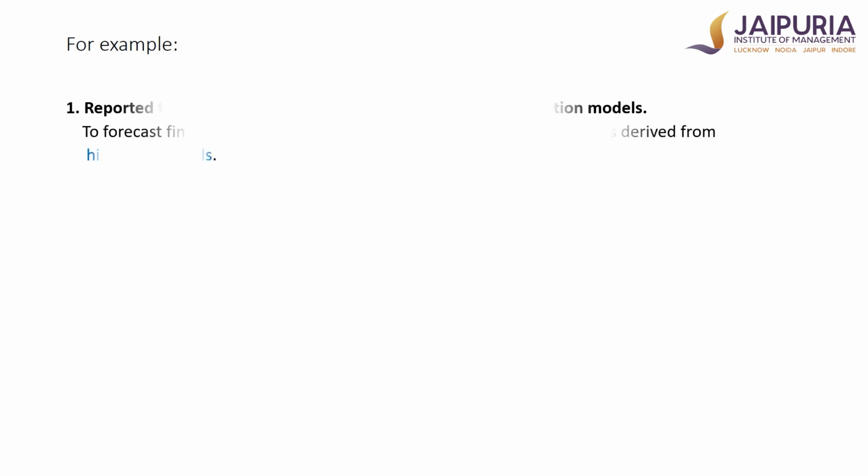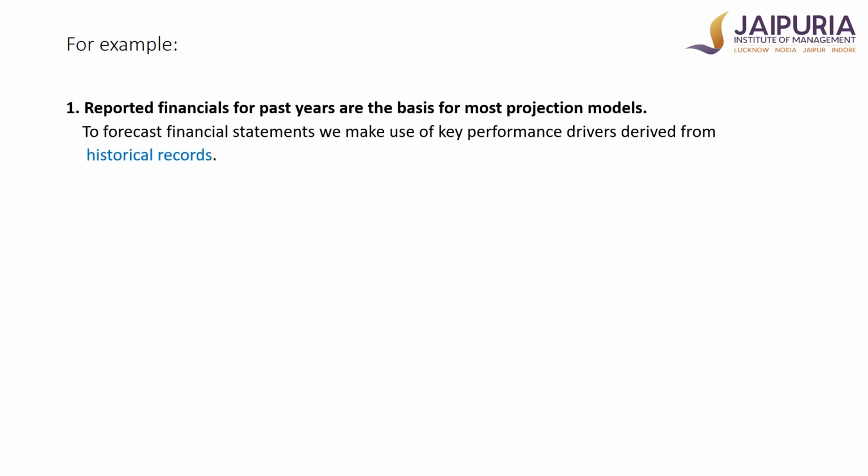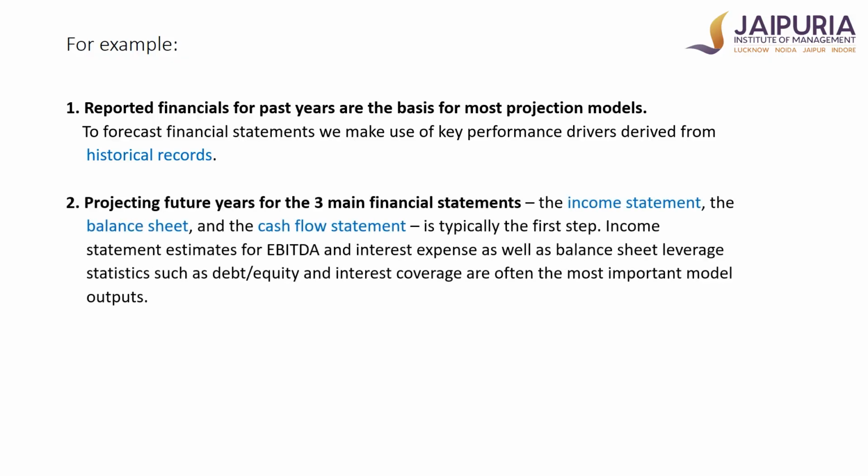Let us now see a few examples. Reported financials for past years are the basis for most projections in the models. To forecast financial statements, we make use of key performance indicators derived from the historical records. Projecting future years for the three main financial statements, the income statement, the balance sheet, and the cash flow statement, is typically the first step.